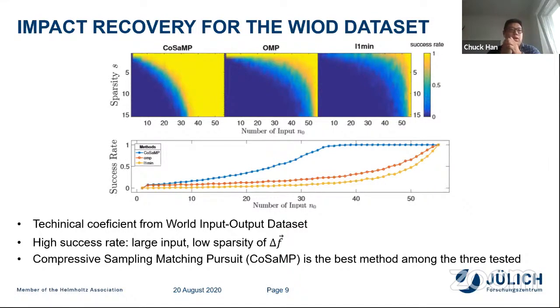And also we know that it has a higher chance to reconstruct the delta F when we have fewer non-zero elements in delta F, and more observations come from delta X. So from now on, we're going to only use CoSaMP to study that, since this is the best method among the three we tested here.